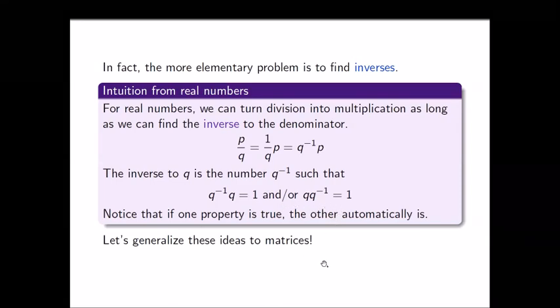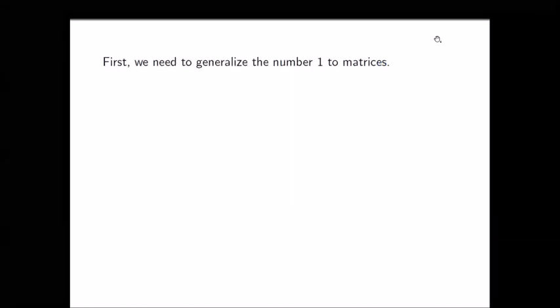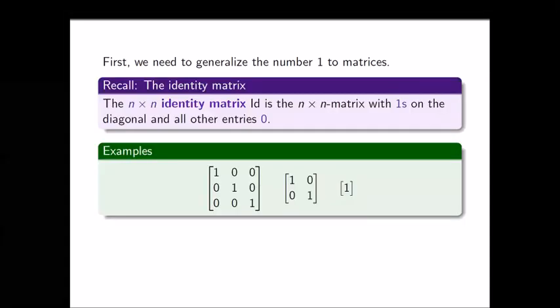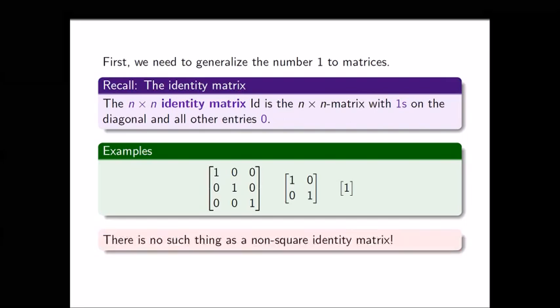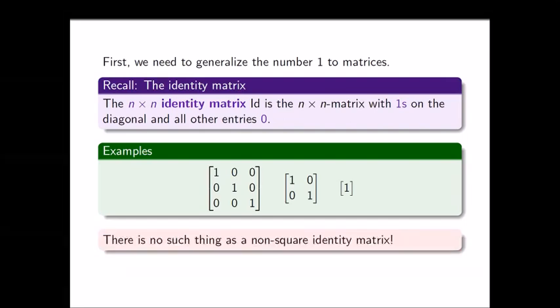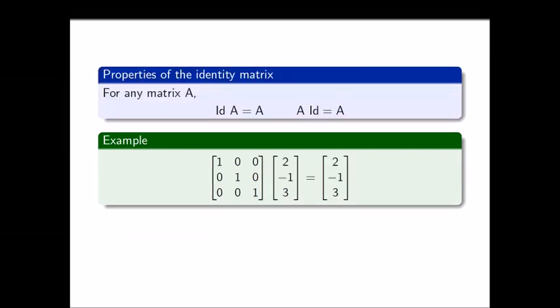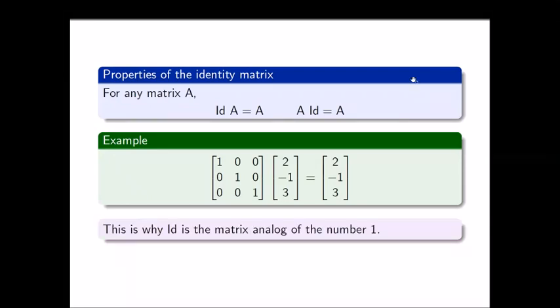Now we're going to generalize these ideas to matrices. First, we need to generalize the number 1 to matrices, and we've actually done that already. So the matrix I'm talking about is the n by n identity matrix. Recall that this is a matrix which has ones on the diagonal and zeros everywhere else. And remember that there is no such thing as a non-square identity matrix. So when we multiply the identity matrix to any other matrix A, it leaves the other matrix unchanged. And for that reason, identity is the matrix analog of number 1.